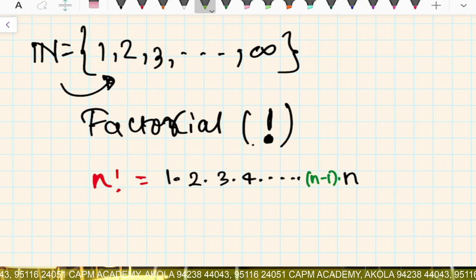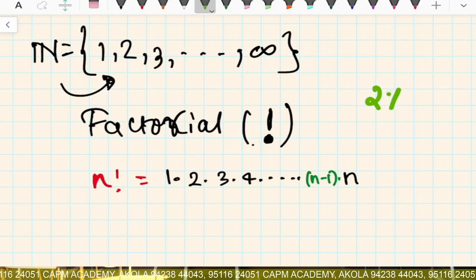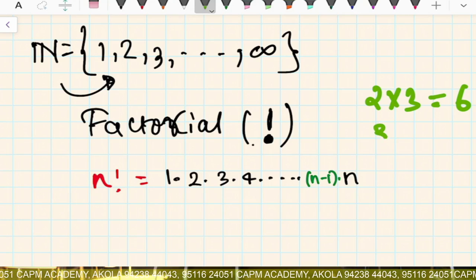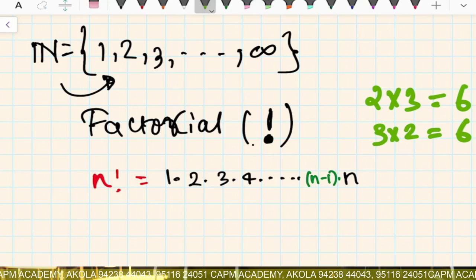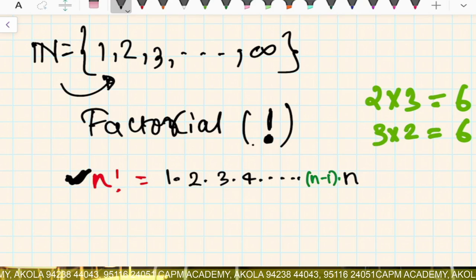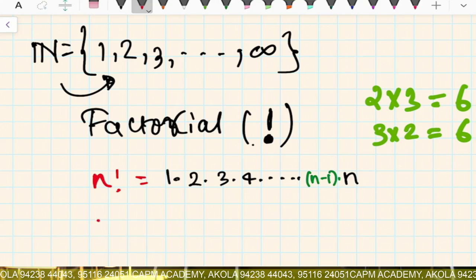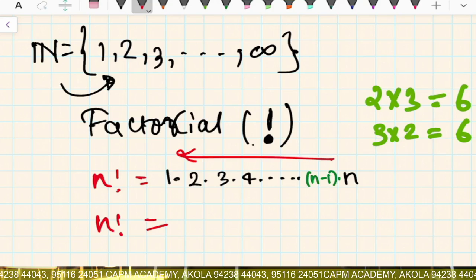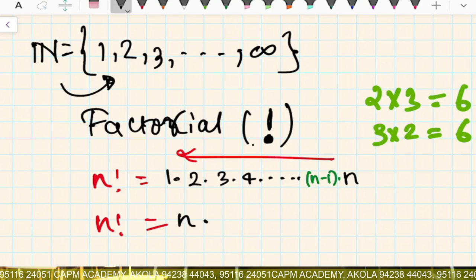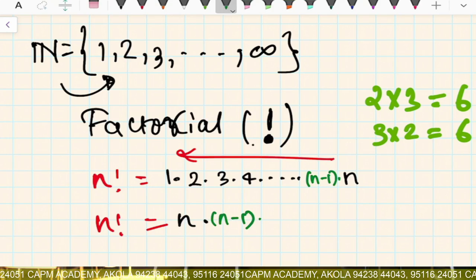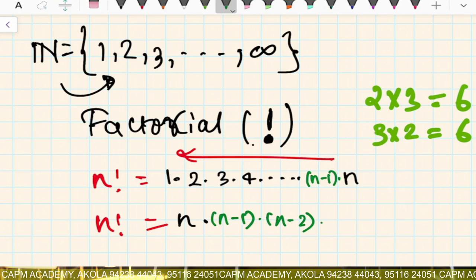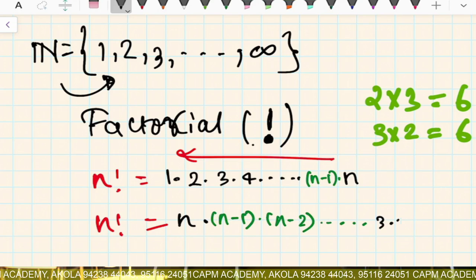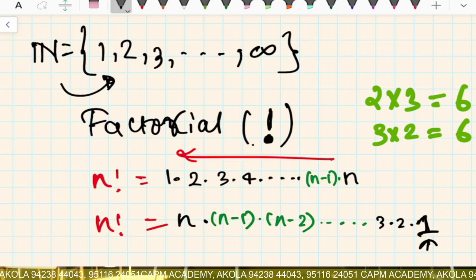Now the very interesting concept is, what is the multiplication of 2 into 3? It's 6. And what is the multiplication of 3 into 2? It's 6. So it is okay for me to write down this concept again in such a way that I can write it in reverse order also. Let me just write it in this way: n, then comes my n minus 1, then comes my n minus 2, so on up to 3 into 2 into 1. That is where we have to stop.